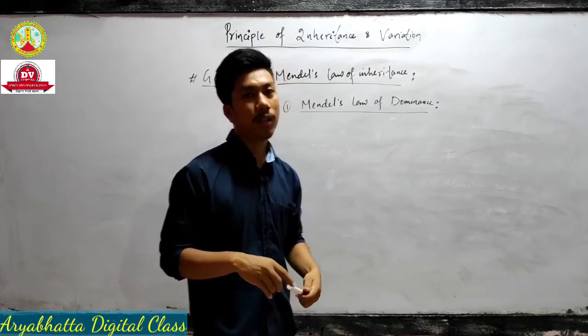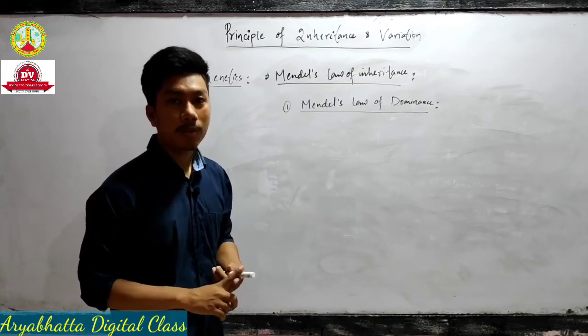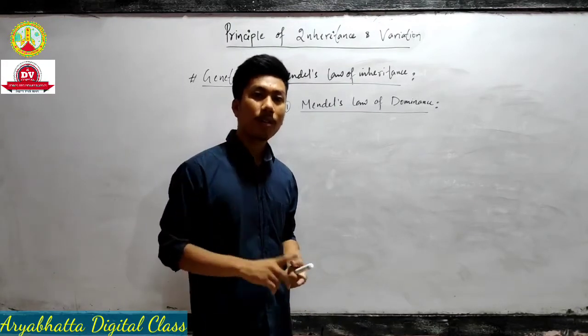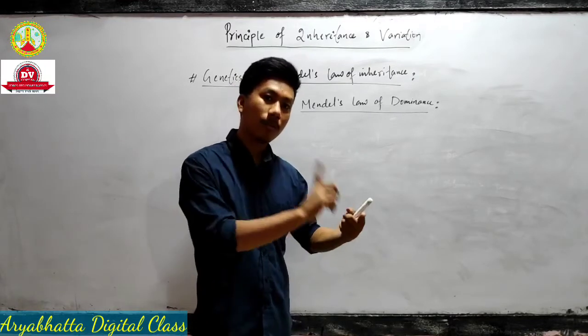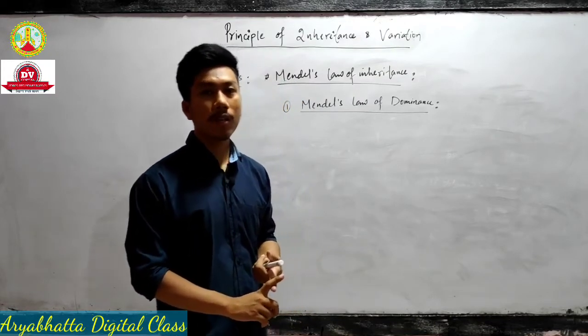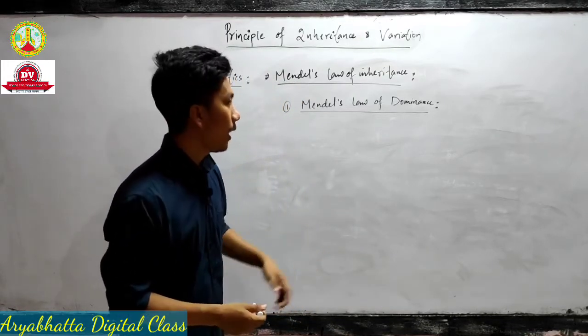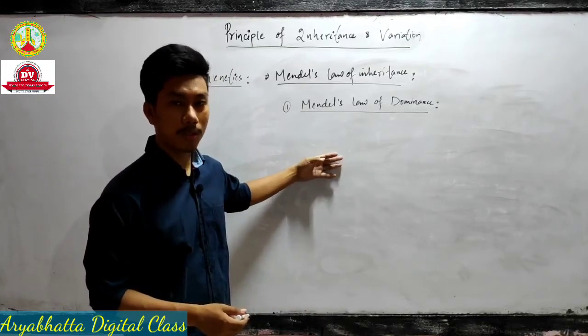That's it. In simple words, when a cross is made between two individuals, between two parents, one allele will dominate the other allele and show the visible effect, while the other allele remains hidden and will not show any visible effect. That's it. And this law is not universally applicable. There are some exceptions, we will see.